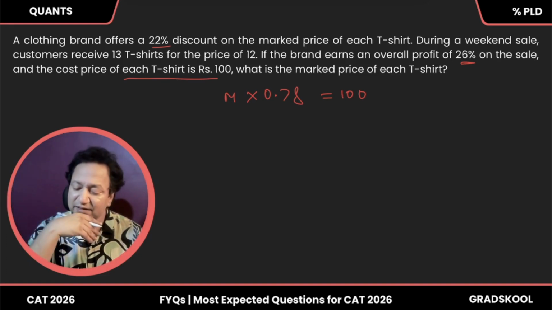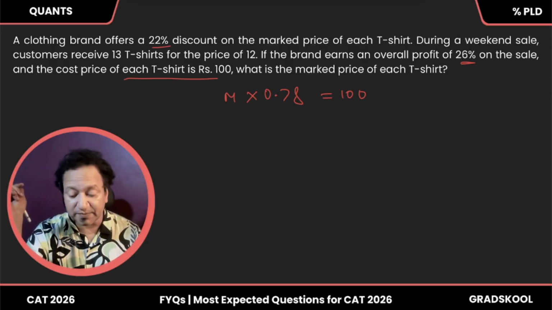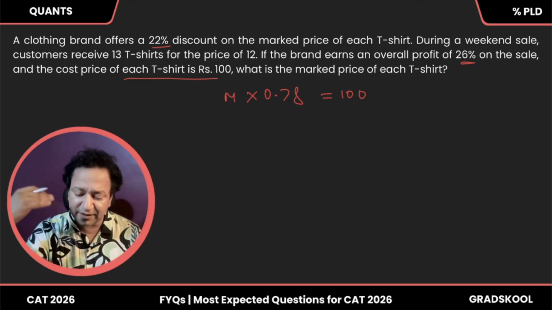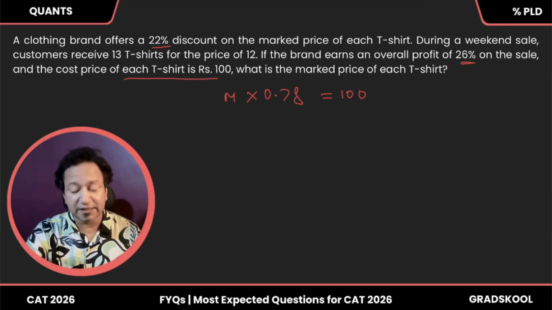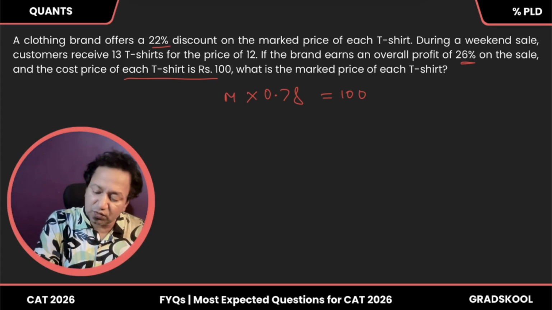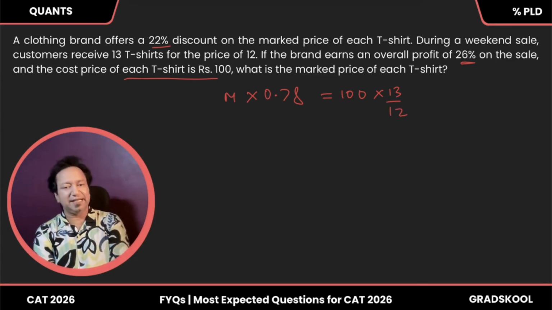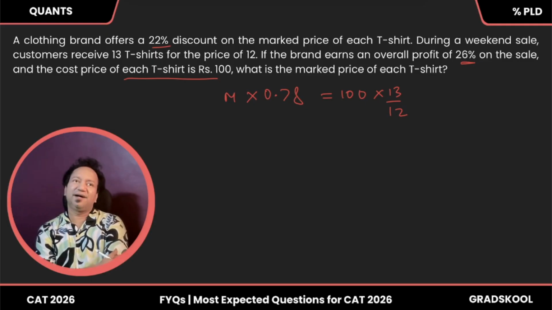So essentially the cost price per t-shirt is not exactly 100 from the brand's point of view, because they are giving away 13 t-shirts and taking the money for 12 t-shirts only. That means 100 into 13 by 12 will be the actual cost price for these guys. I think you understand that.